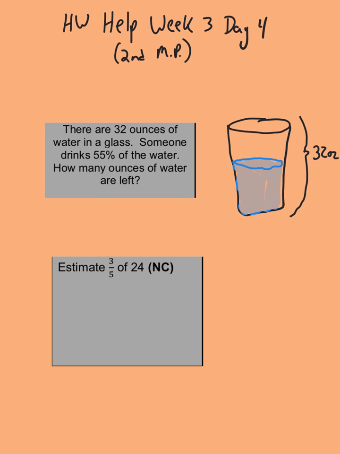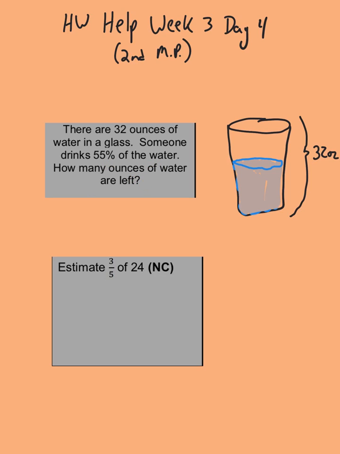It is day 4 of week 3, and to help you with the first problem, I have some beautiful artwork. That's all something I drew. So let's read the problem first. It says there are 32 ounces of water in a glass. Someone drinks 55% of the water. How many ounces of water are left?